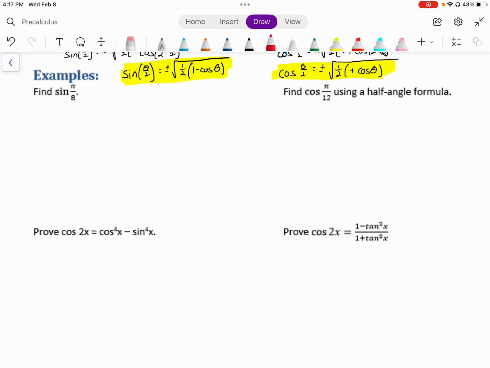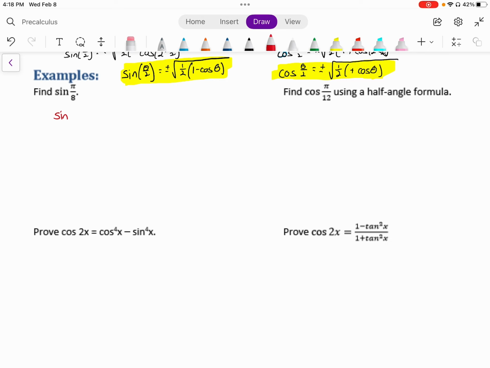So examples, find the sine of pi over 8. Well, pi over 8 is not one that we are familiar with, but what we do know is pi over 8 is actually half of pi over 4. So we did some sum or difference identities earlier to help us with some different angles that we weren't familiar with. Just so you know, pi over 8 is a 22.5 degree angle, because pi over 4 is a 45 degree angle. Pi over 8 is 22.5.